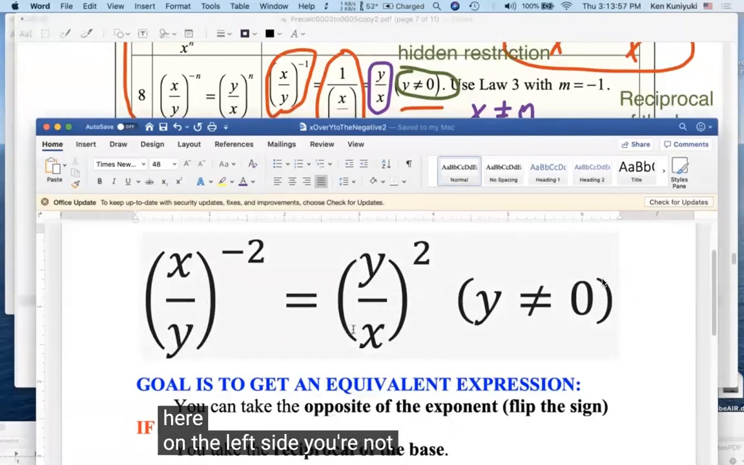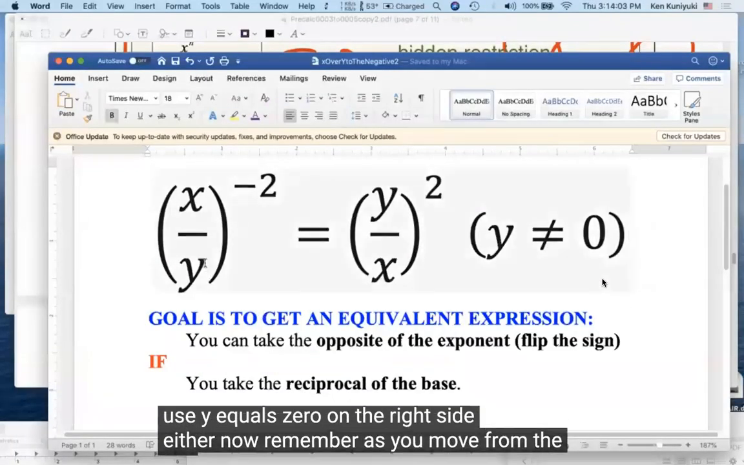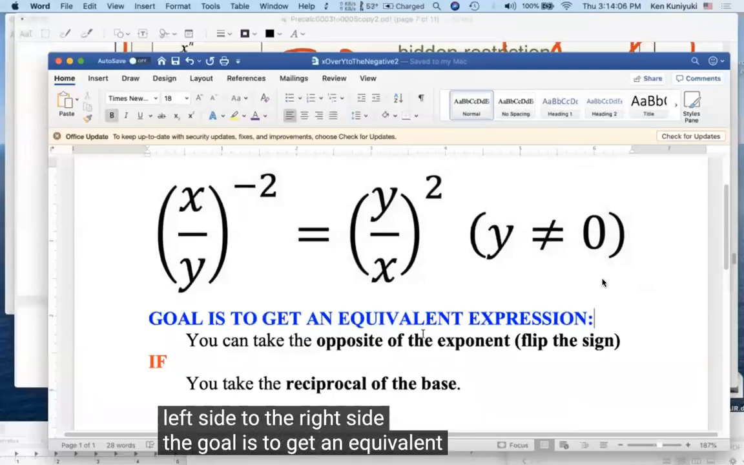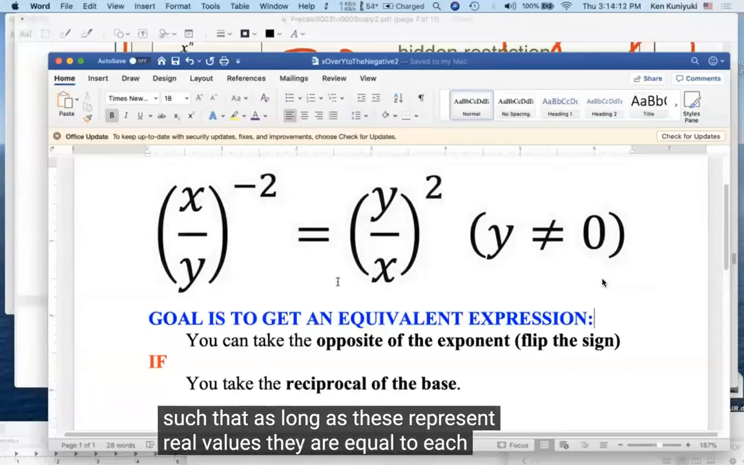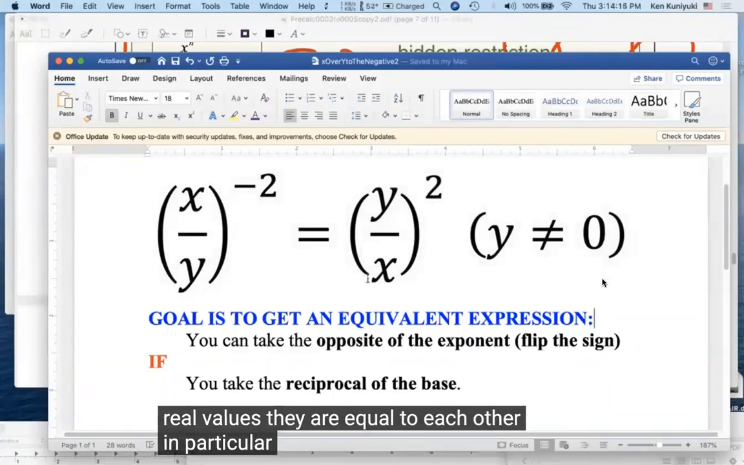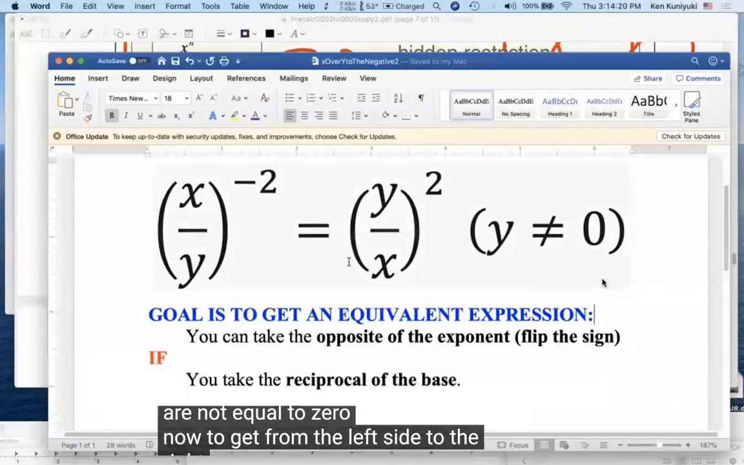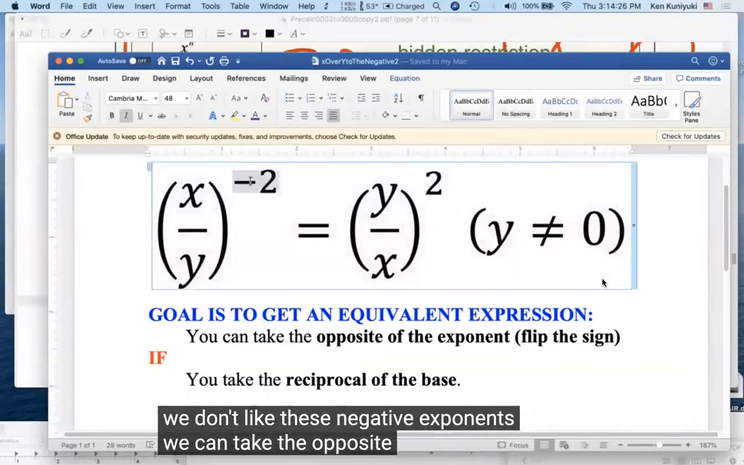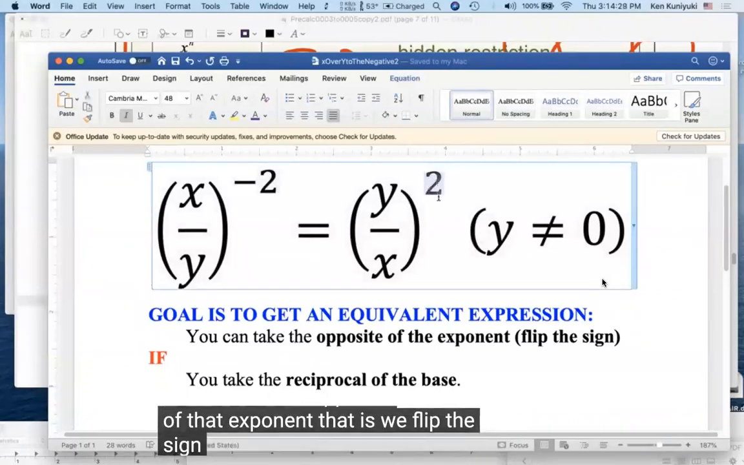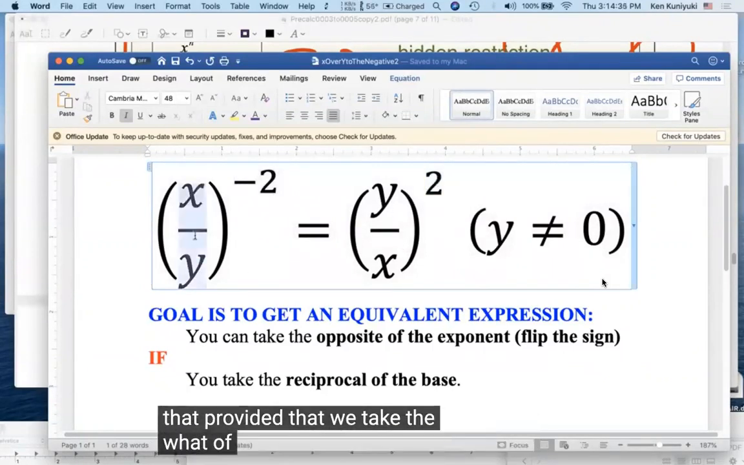On the left side, you're not allowed to use y equals 0, and on the right side either. Now remember, as you move from the left side to the right side, the goal is to get an equivalent expression, such that as long as these represent real values, they are equal to each other. In particular, all cases where x and y are not equal to 0. Now, to get from the left side to the right side, what can you do? We don't like these negative exponents. We can take the opposite of that exponent, that is, we flip the sign on the exponent, here from negative to positive. We can do that provided that we take the what of the base? If we take the reciprocal of the base.